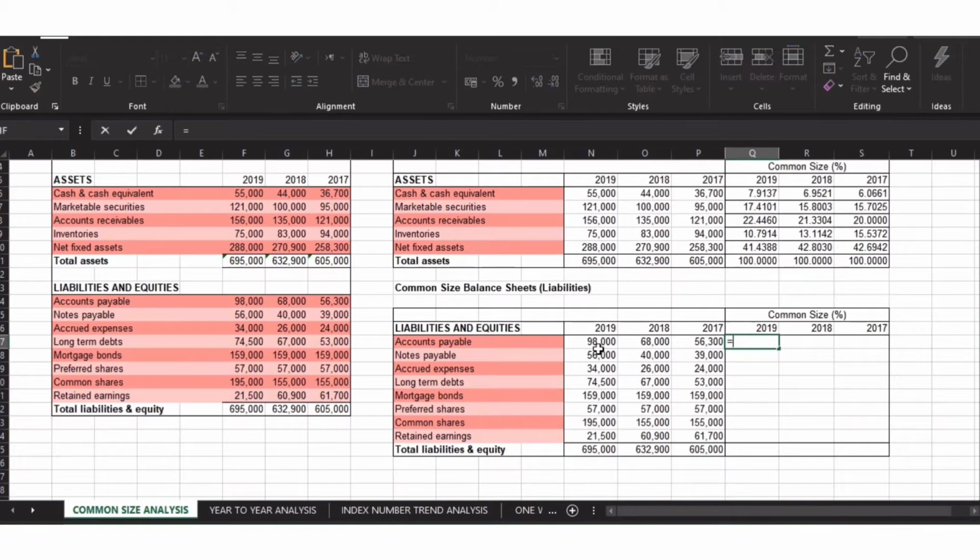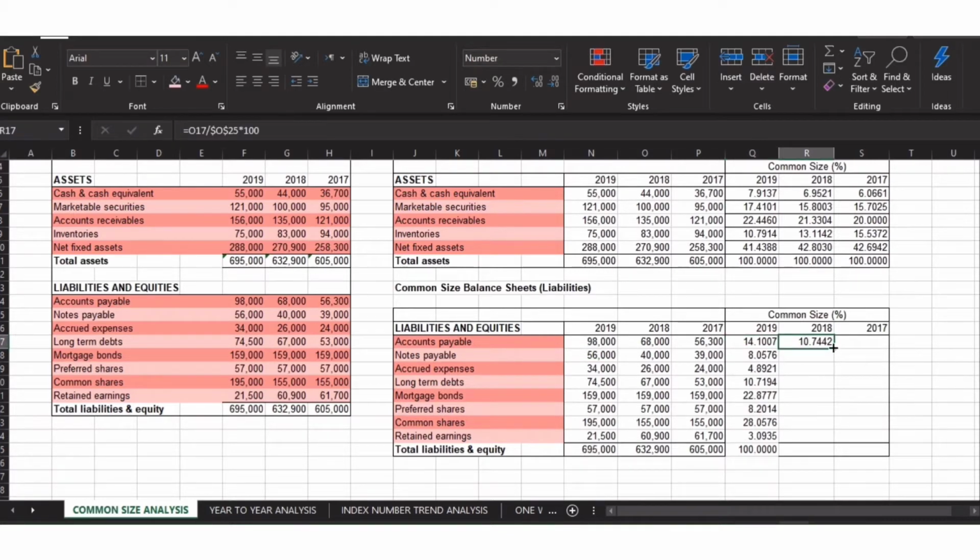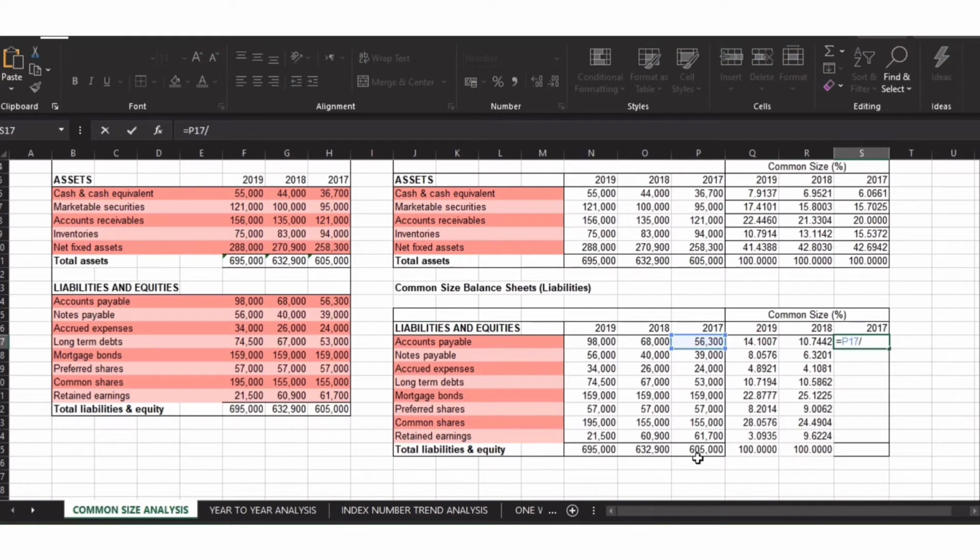For 2019, it is also the same as before, so accounts payable divided by total liabilities and equity for 2019. Press the F4 key and then multiply by 100. So you will get here the answer. Amounts for accounts payable for 2017, divided by total liabilities and equity for 2017. Press the F4 key, multiply by 100.